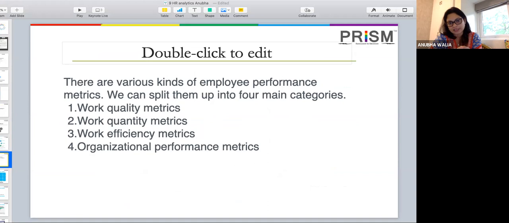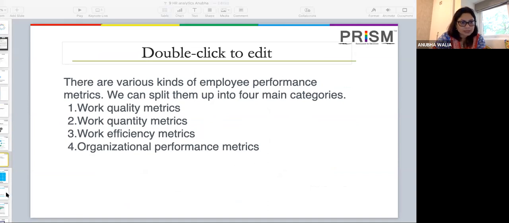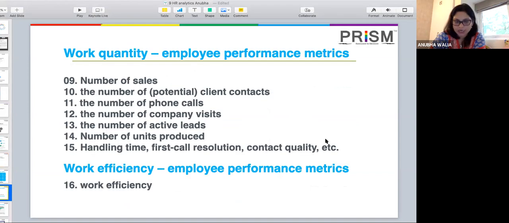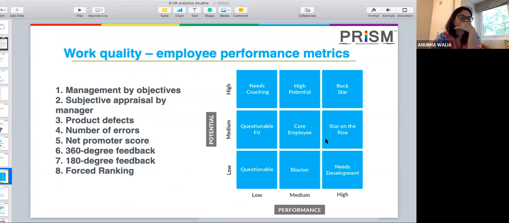Okay, so when I'm talking about work quality, employees, so this is the 9-box grid. Kindly do not look at points number 1 to 8 right now. I'll share this with you in some time.